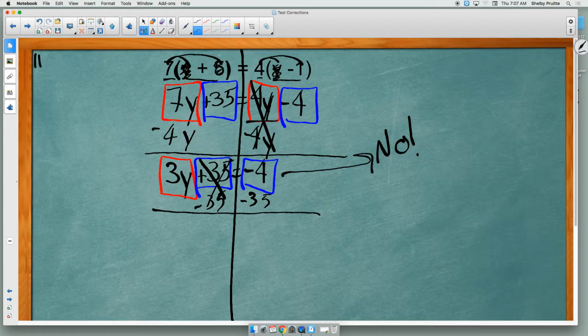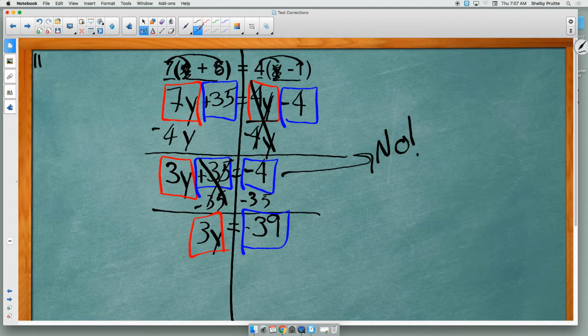Now on my left side, they cancel to 0. I'm left with 3y equals. Now if I have negative 4 minus a 35, it's kind of like adding them together, but they're negative. So I get negative 39. If I look at my like terms, I have 3y. It's the only one with a variable. Negative 39 is my only constant.